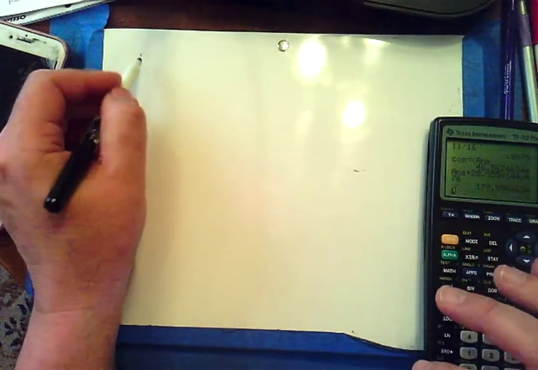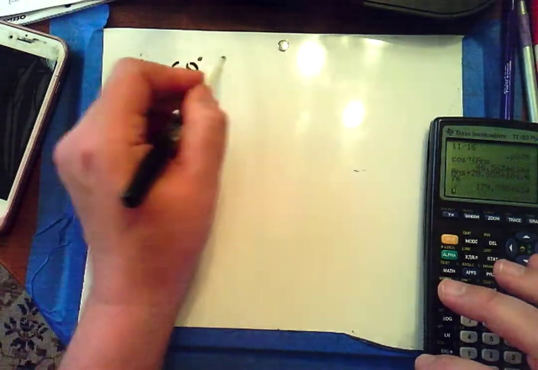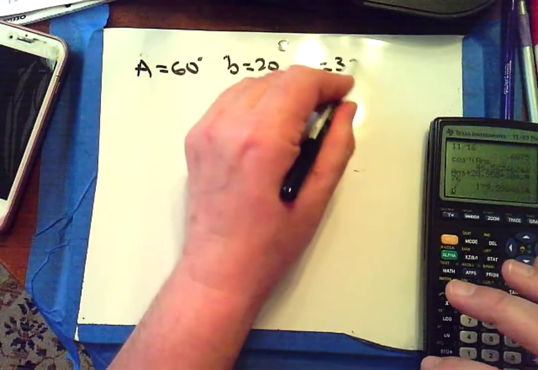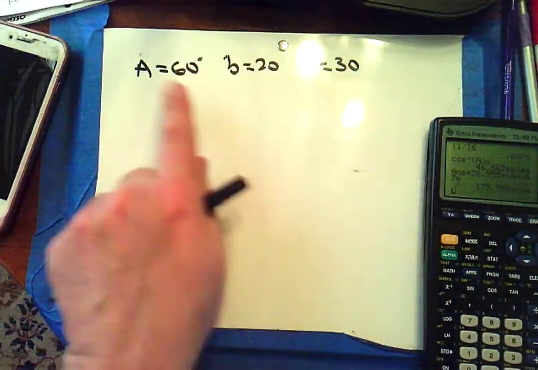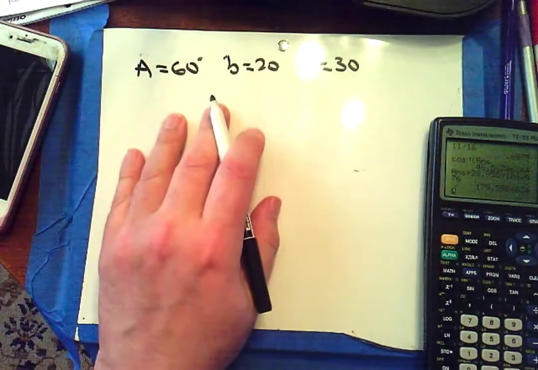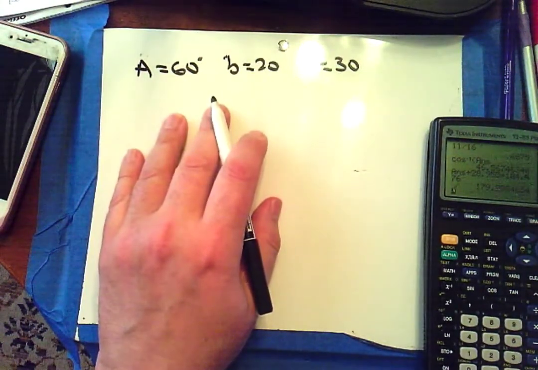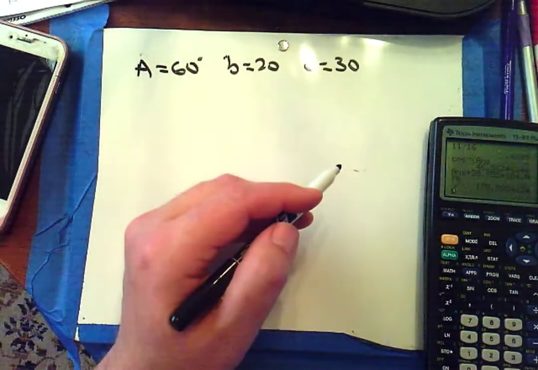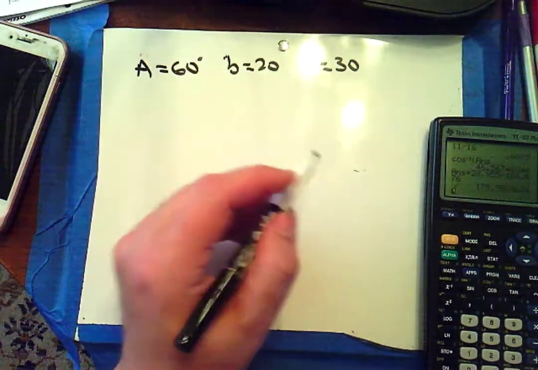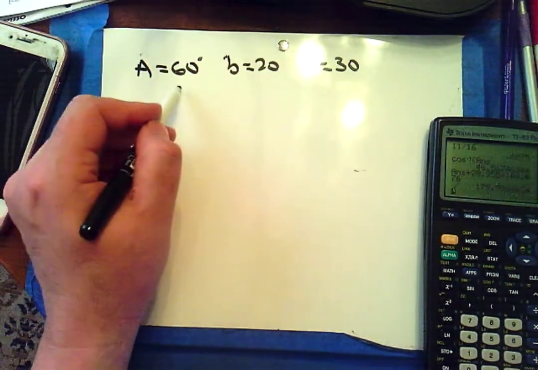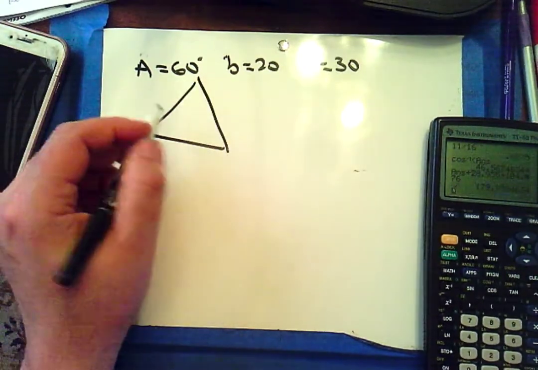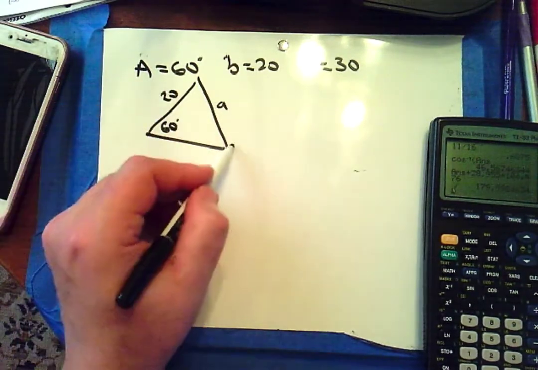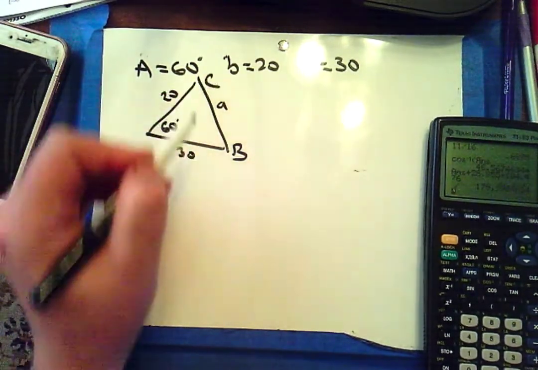How about A equals 60 degrees, B equals 20, and C equals 30. So we've got two sides and the angle in between. You might want to pause the video now if you're going to try this on your own. Okay, pause if you're trying it on your own. I, however, do not need to pause because I'm just going to work the problem out. There's A, B is 20, and C is 30.